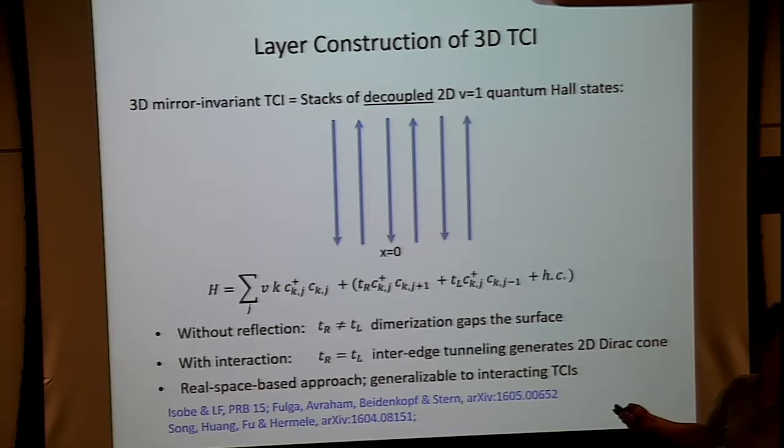Okay, so gapping the surface requires breaking mirror symmetry, and the two ways of gapping these surfaces, in this case two dimerization patterns, lead to quantum Hall states that differ by Chern number 1. They are quantum Hall states. You can think of them as Chern number being one half and minus one half. Okay. And with this construction, one can generalize to interacting systems. It's something I've done with my group, students Song Hao and Huang Yi.